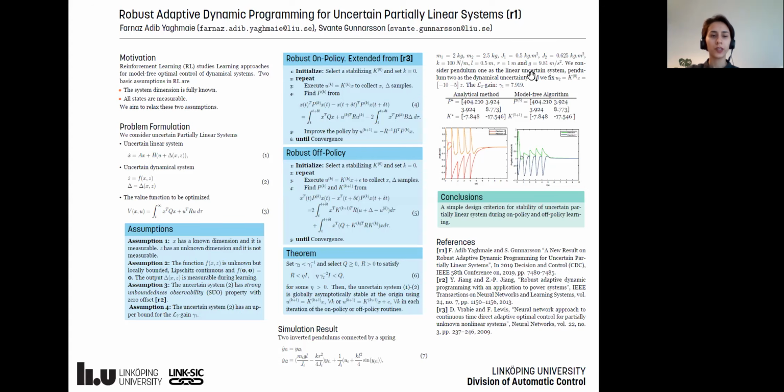This presentation is about a new result on robust adaptive dynamic programming for uncertain partially linear systems. This is a joint work between me, Farnaz, and Professor Svante Gunnarsson at LIU.